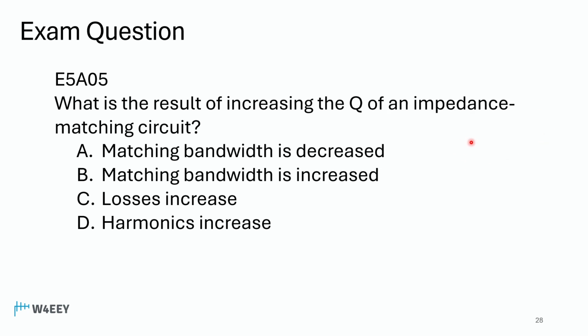What is the result of increasing the Q of an impedance matching circuit? As Q goes up, matching bandwidth decreases. Yep, inverse relationship.